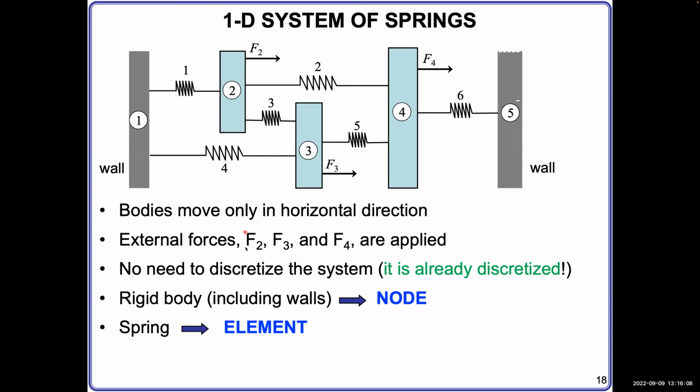And in this case, in fact, we already separate the nodes with the springs. Then we are actually already in a discrete manner.